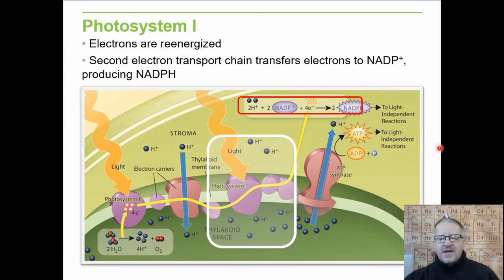All right, so why do you think this NADPH is important? Well, NADPH is very important in the light-independent reactions of photosynthesis. So when we get to that section, you're going to find out a lot more about the importance of NADPH.